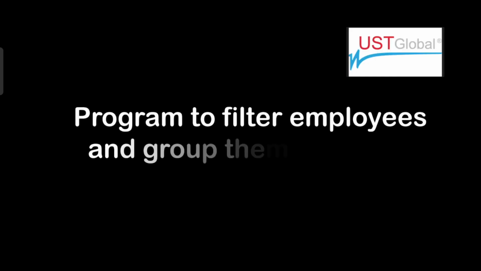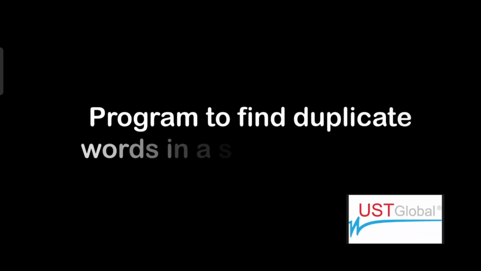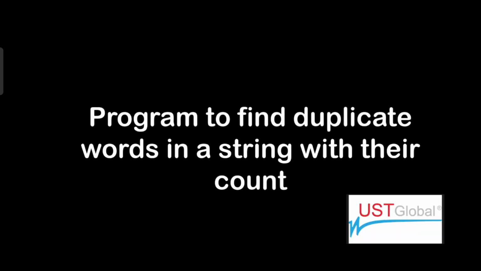Firstly, I'll be discussing the round one coding questions. Question number one: program to filter employees and group them based on gender with Stream API. Basically, using Java 8 and the groupingBy function, which is a new feature of Java 8 streams, we can do this. If you are not aware of how to do it, we have similar questions on our channel as well. Next question, write a program to find duplicate words in a string with their count. This is also a decent question.